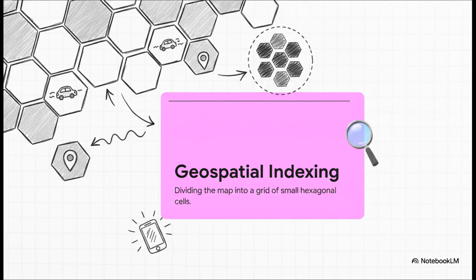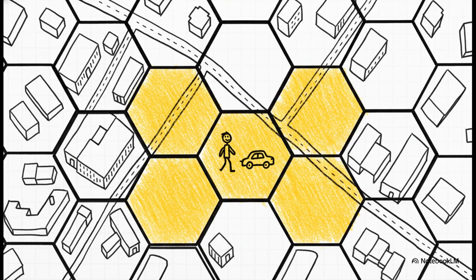Now the system doesn't have to search the whole world. It only looks at the specific drivers registered inside your specific cell and a few neighboring cells. You have instantly shrunk the search space from millions of cars down to maybe a few dozen. This brilliantly illustrates the beehive analogy.